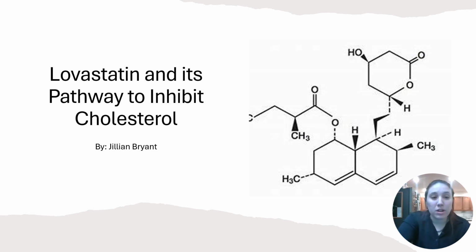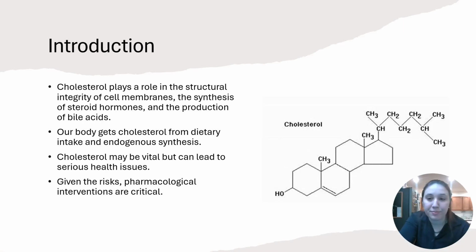Today we're going to be talking about lovastatin and its pathway to inhibit cholesterol. Okay, so cholesterol is a lipid molecule that's vital for the structural integrity of cell membranes, the synthesis of steroid hormones like estrogen and testosterone, and the production of bile acids that's necessary for fat digestion. Our body gets cholesterol from two primary sources: dietary intake, so foods like meat, dairy, and eggs, and endogenous synthesis, so that's mainly in the liver.